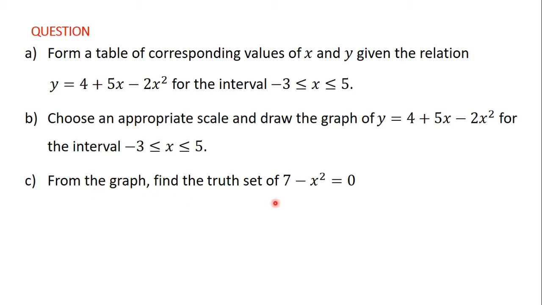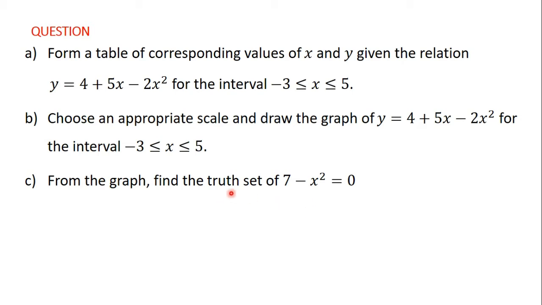So we will go to the last part of our question, which is that from the graph, find the truth set of 7 minus x squared is equal to 0. So we are going to use the graph of the function y is equal to 4 plus 5x minus 2x squared, to find the solution of the equation 7 minus x squared is equal to 0. Then we will write our answer as a truth set.